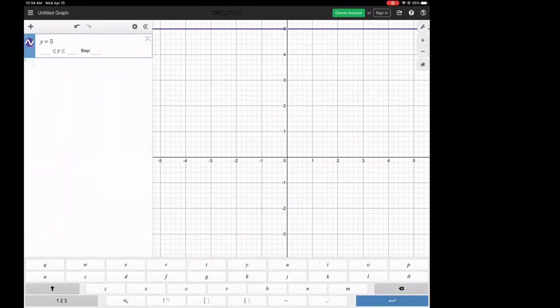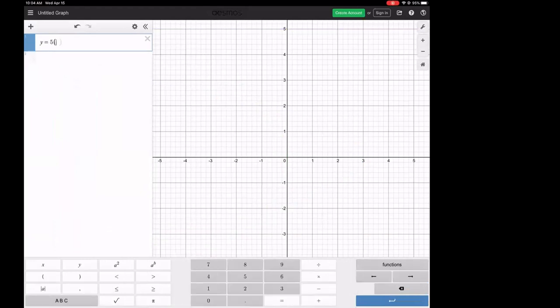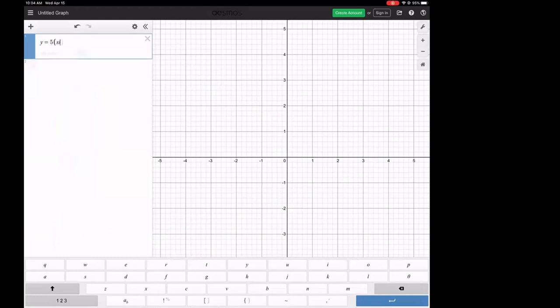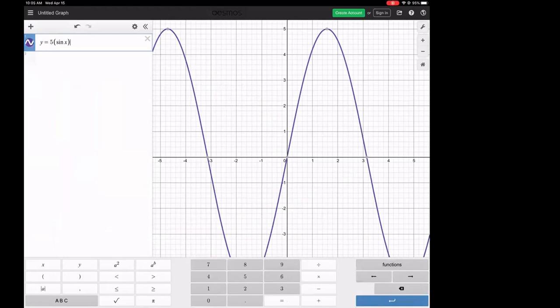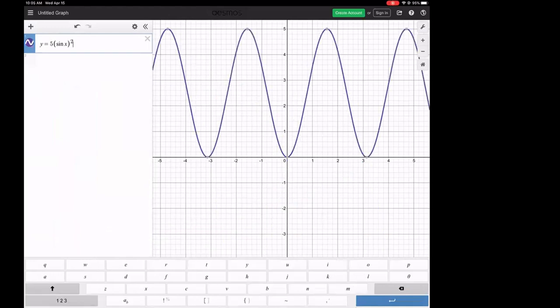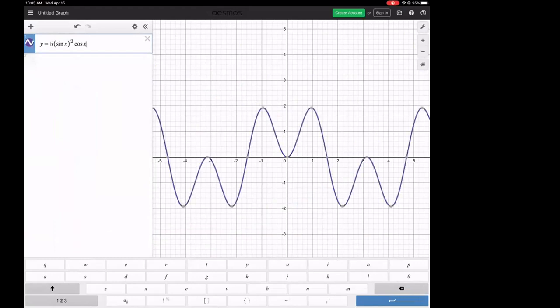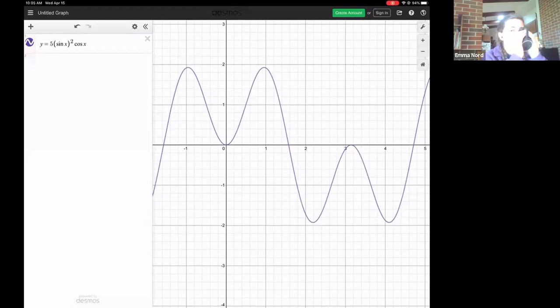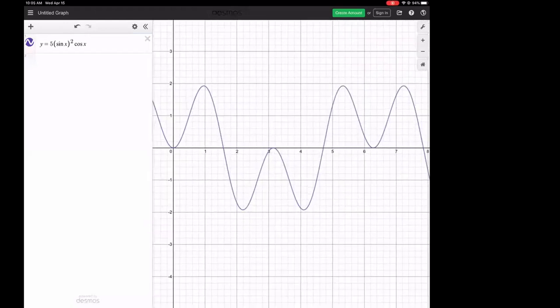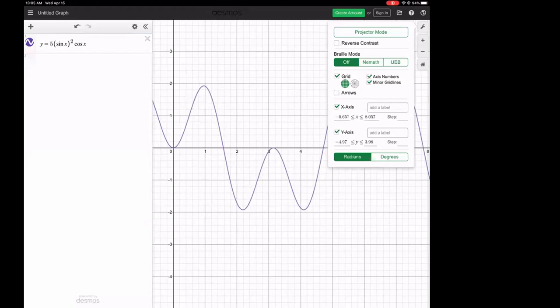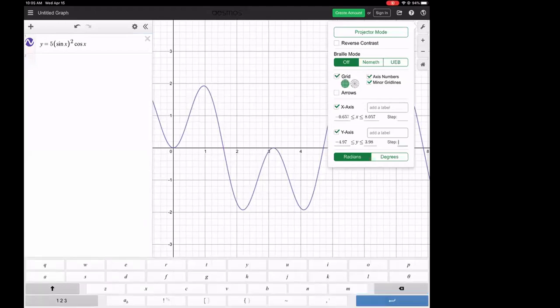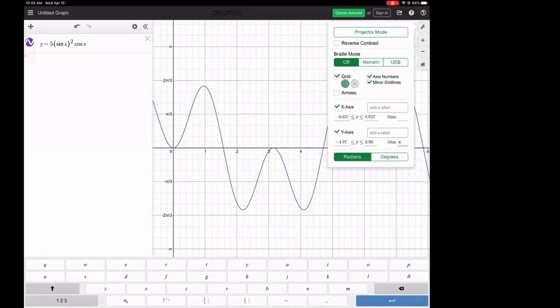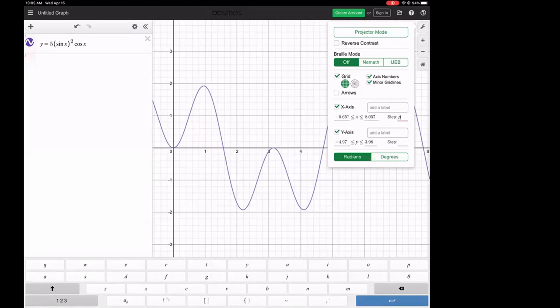Y equals 5 sine in parentheses, sine of x squared, and then cosine x. Yeah, that's really gross. That's interesting though. So if we were going from 0 to 2 pi, Desmos is nice because we could actually make this go by pi, which is really great. Oh, I don't want the y-axis to go by pi. I want the x-axis to go by pi.